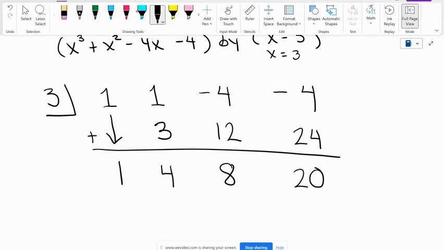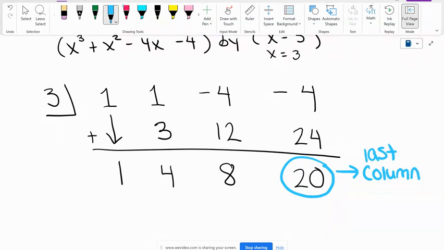The number in the last column, this is your remainder. So what is our remainder of this? 20. So is it a factor? No, it's definitely not a factor. Now, we still have 3 other numbers here. We know that last number is our remainder. These other numbers represent the coefficients of our quotient.